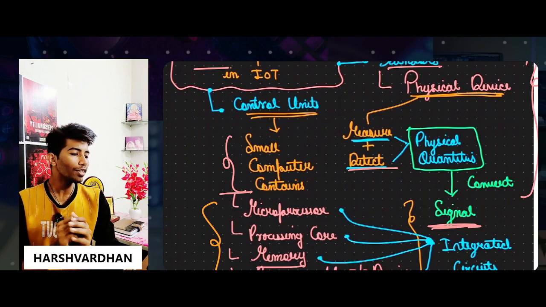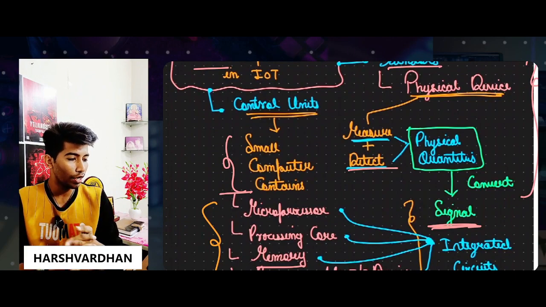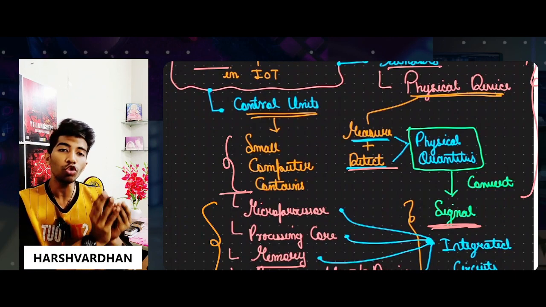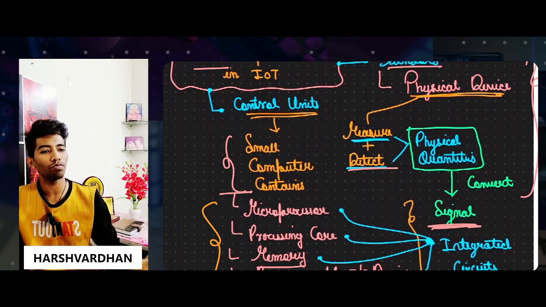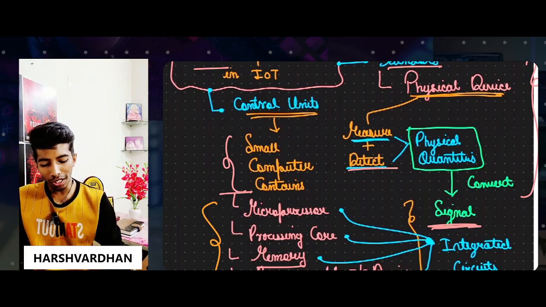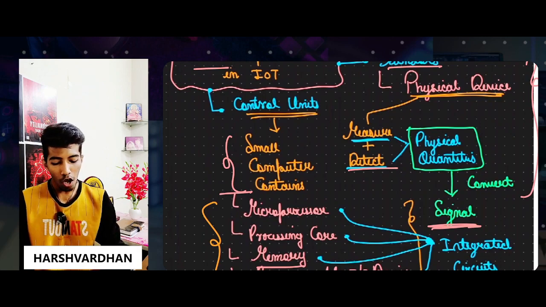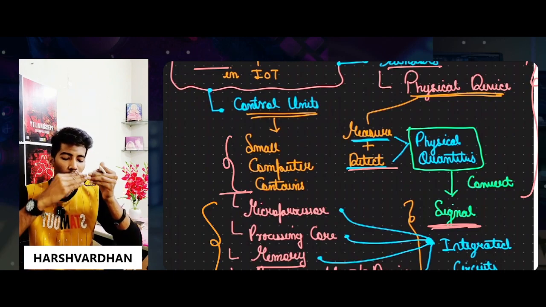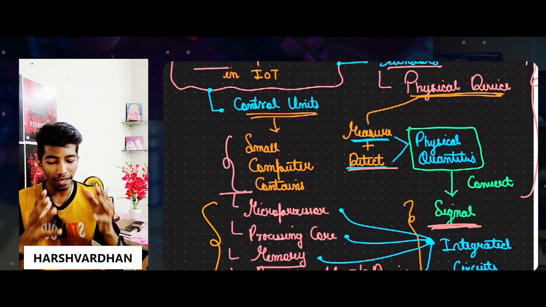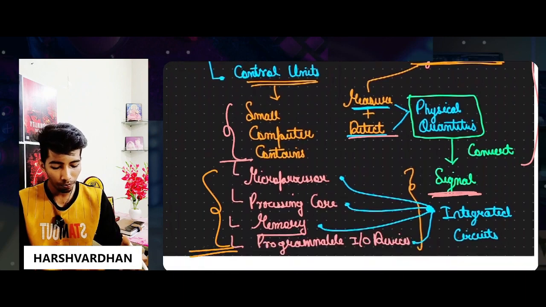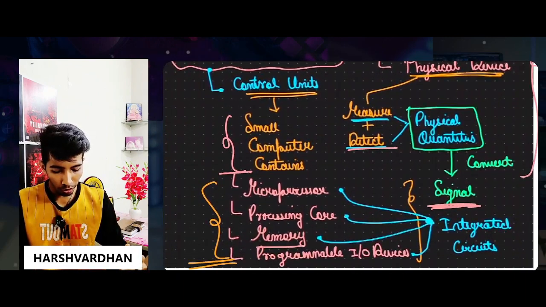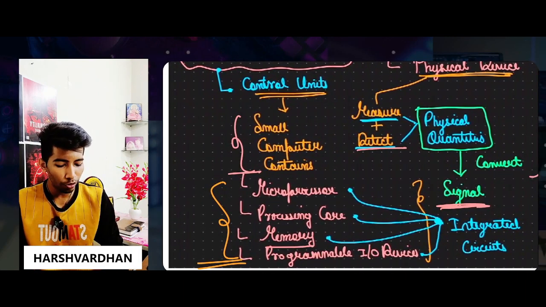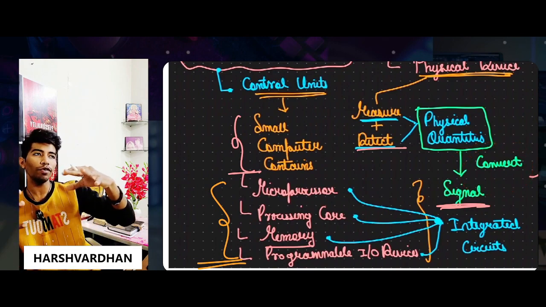A sensor is actually a physical device which is used to measure. Let's give it a brief explanation. A sensor is basically a physical device which measures and detects all kinds of physical quantities, and then it converts them into a signal. You can just see here, it detects and converts it into a signal, and then you actually get data.